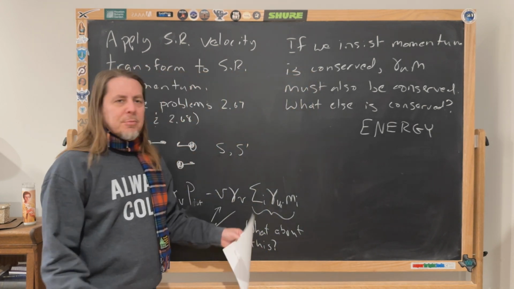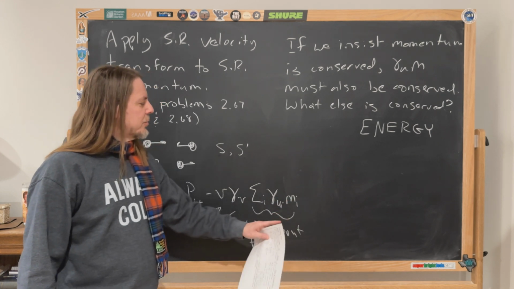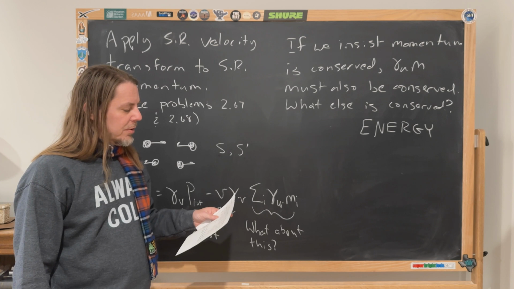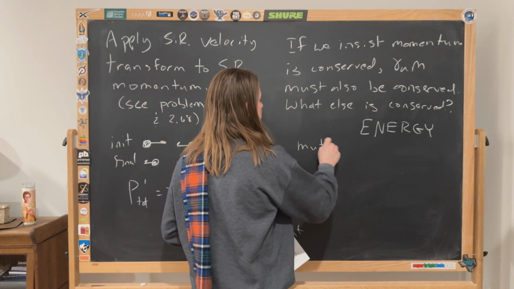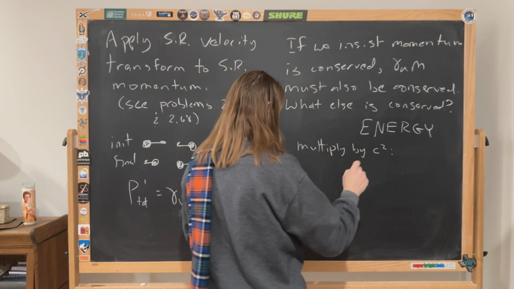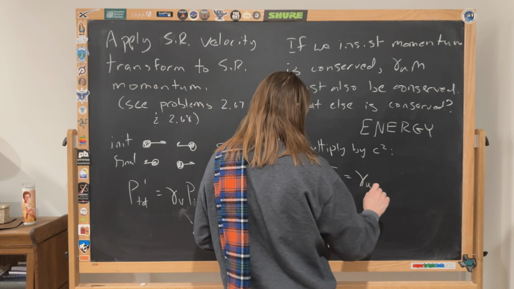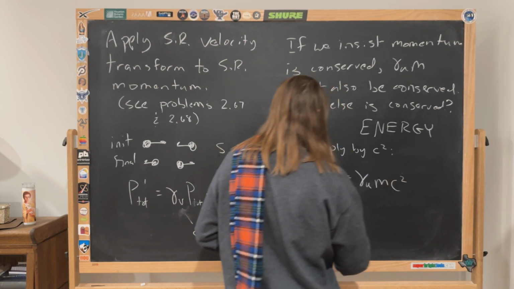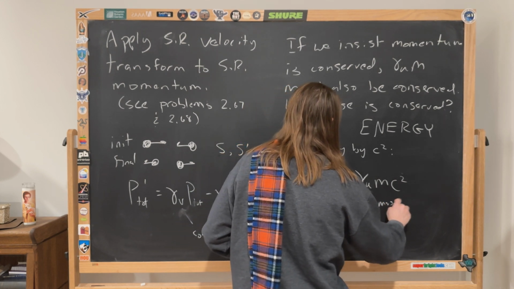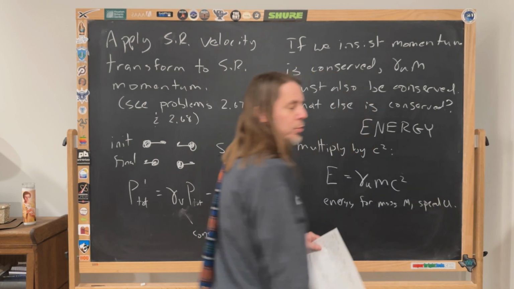So this is related to the famous E equals mc squared, right? If you just multiply it by c squared, it becomes an energy. This is unitless, so just multiply it by c squared, and then you get E equals gamma u mc squared. So that's the energy for mass m going at speed or velocity u.